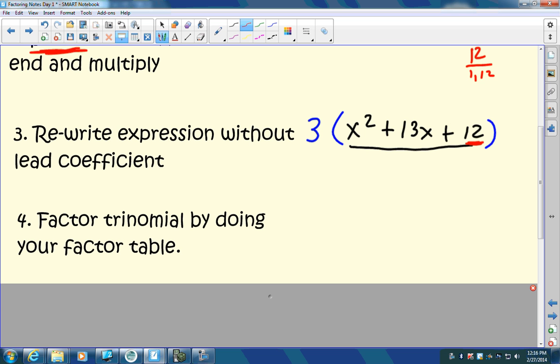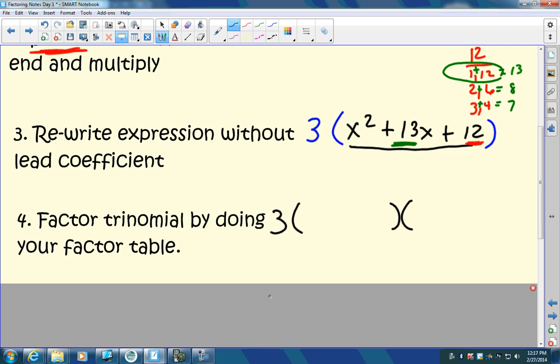1 times 12, 2 times 6. You don't have to go in order. You can write them however. 3 and 4. Now, I need the factors that add up together to give me 13. 1 plus 12 gives me 13. 2 plus 6 gives me 8. 3 plus 4 gives me 7. I need 1 and 12. So here's what we're going to do. We have the 3.